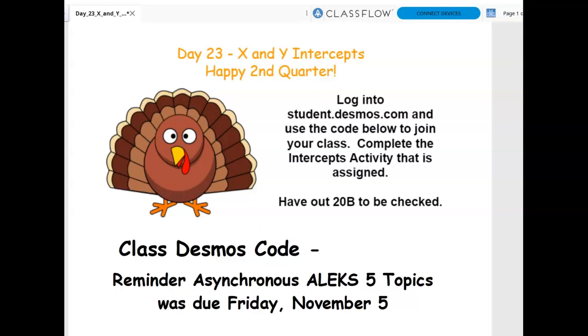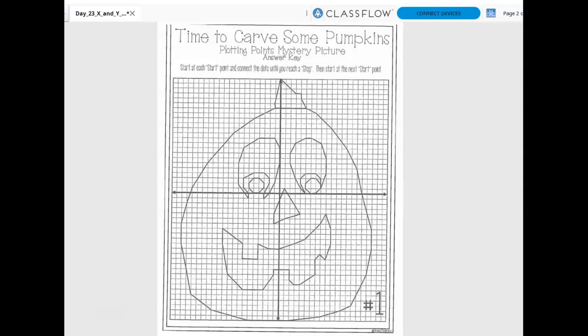The homework that was due was 20B. So here's the pumpkin. It should have looked like that. You actually graphed all your ordered pairs.